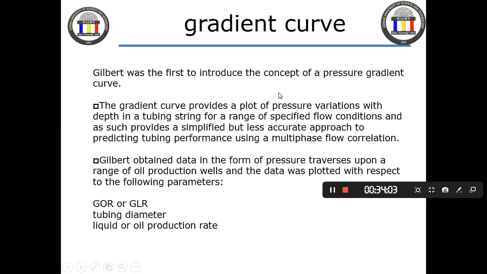You calculate this one. So now we will talk about the gradient curve, and we continue in the next video for this one. See you in the next video.